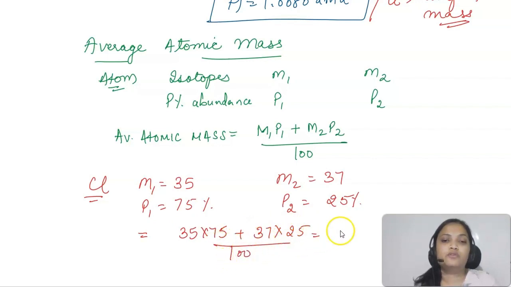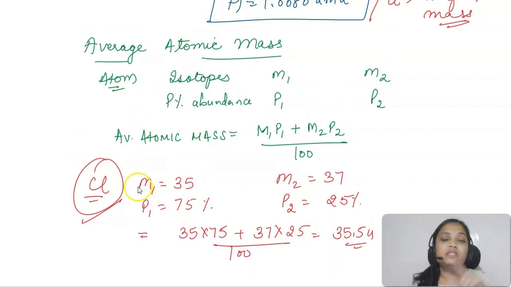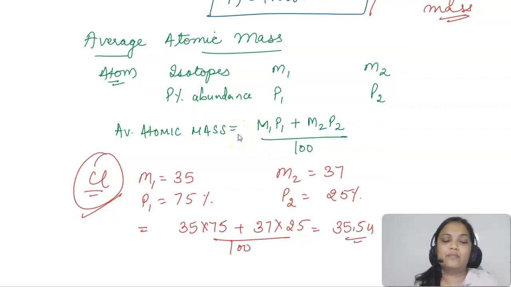So it will come out to be 35.5 U. So for the atomic mass of chlorine, we will take the value as 35.5. So this is how your average atomic mass is calculated for every atom. You can calculate it for other atoms as well.